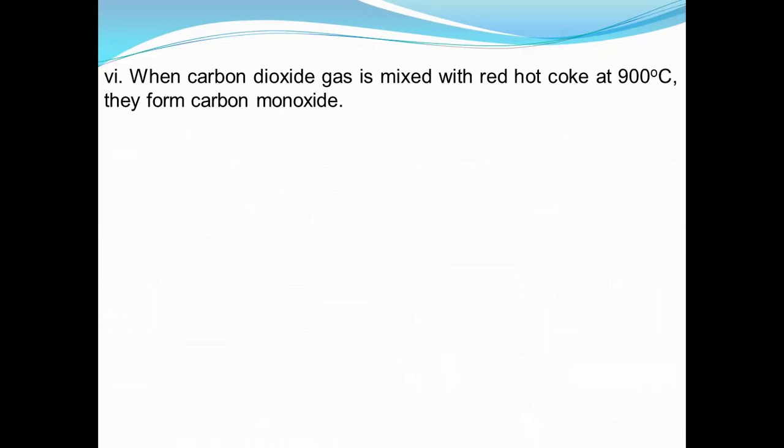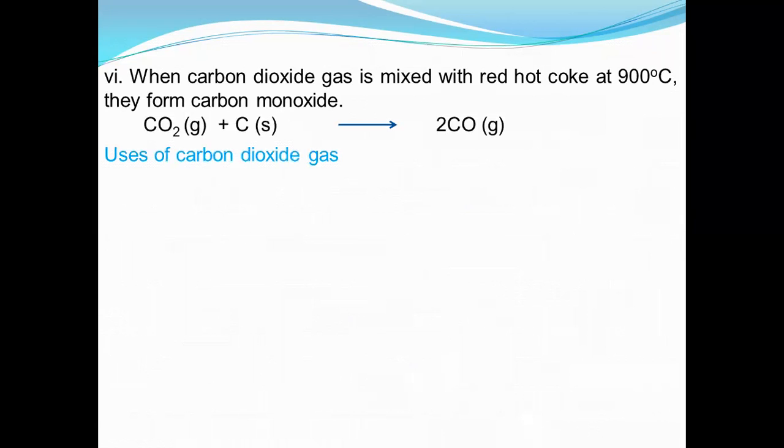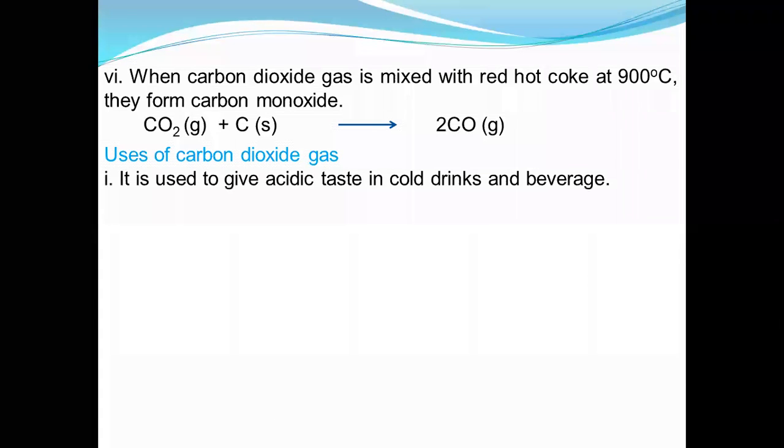After then, when carbon dioxide gas is mixed with red hot coke भनेको कार्बनलाई चाहिँ कार्बन डाइअक्साइड ग्याससँग ततायो भने त्यसले चाहिँ कार्बन मोनोक्साइड दिन्छ ओके. Usages of carbon dioxide gas. So what are the usages of carbon dioxide? One is it is used to give acidic taste, अघि हामीले कुरा गरिसक्यौं.